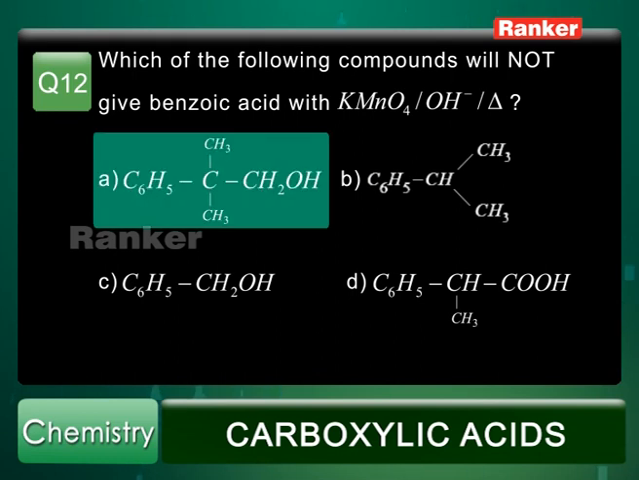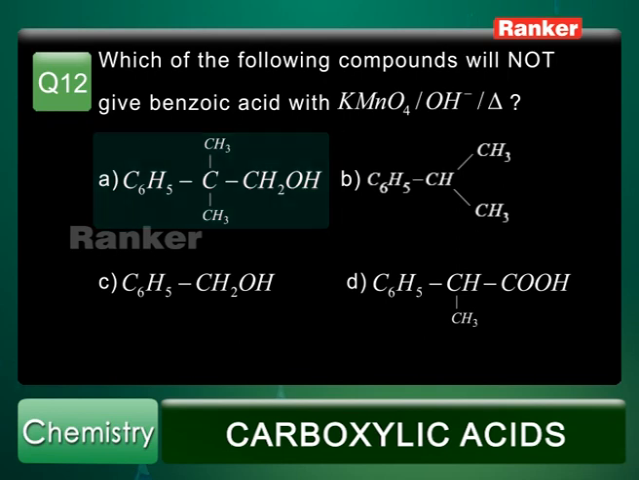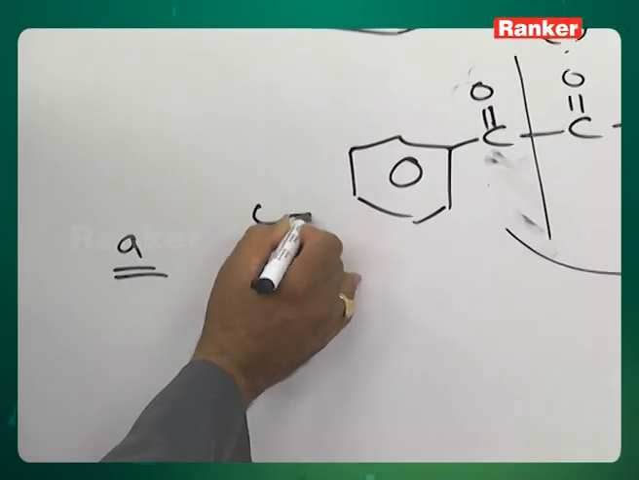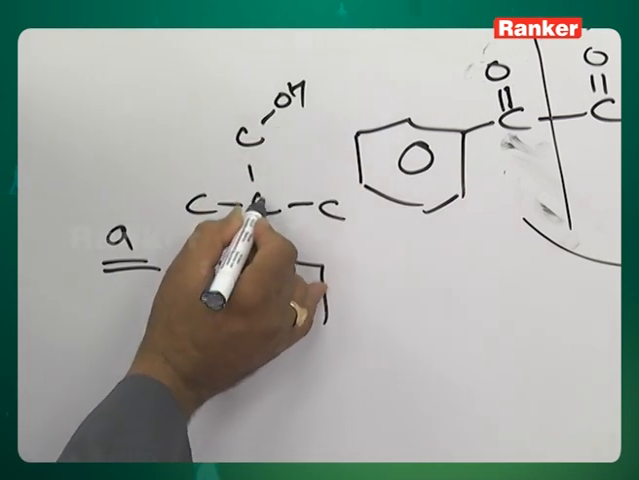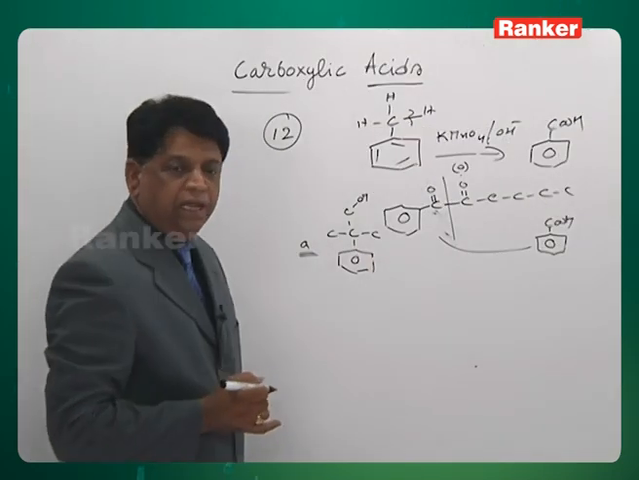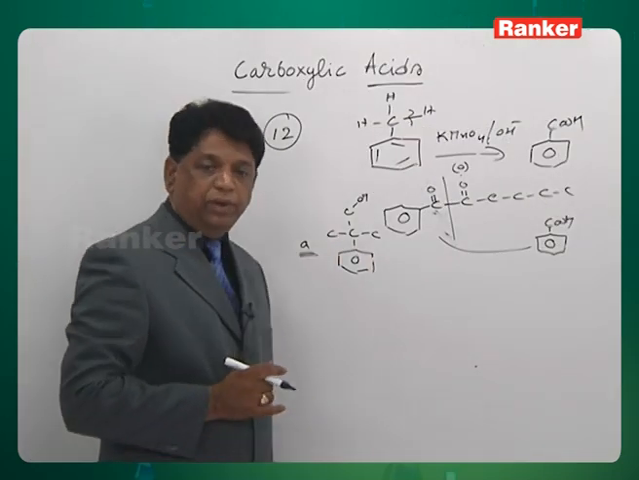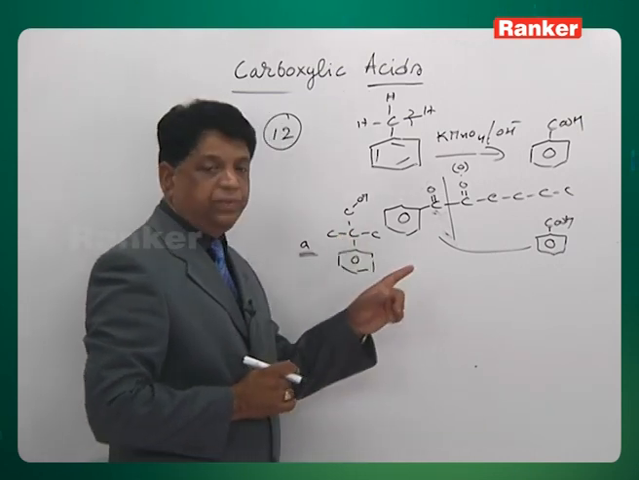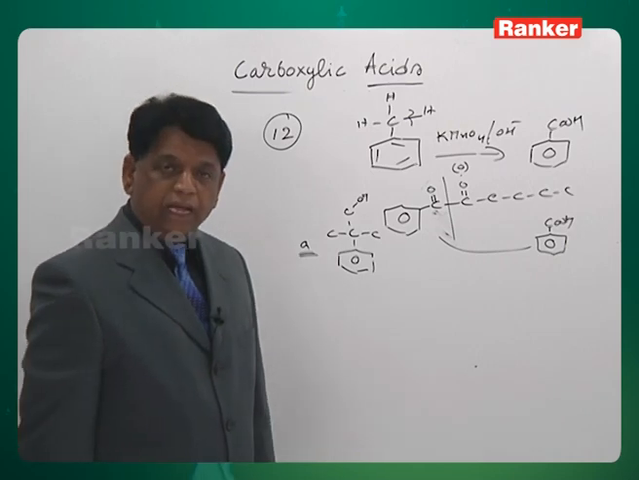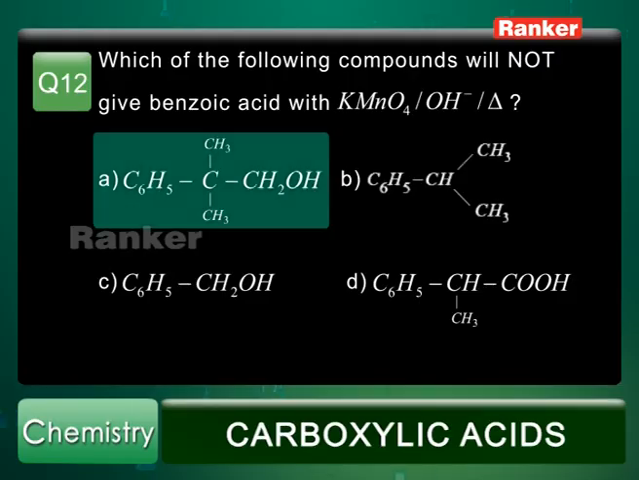So, the carbon in option A has a structure like this. The carbon has all substitutions. However, here we have an OH, but the carbon which is attached to the benzene does not have any hyperconjugable hydrogen. Therefore, oxidation will not take place on the carbon. Therefore, subsequently, you won't get the benzoic acid as the main product. Therefore, answer A will be the right answer.